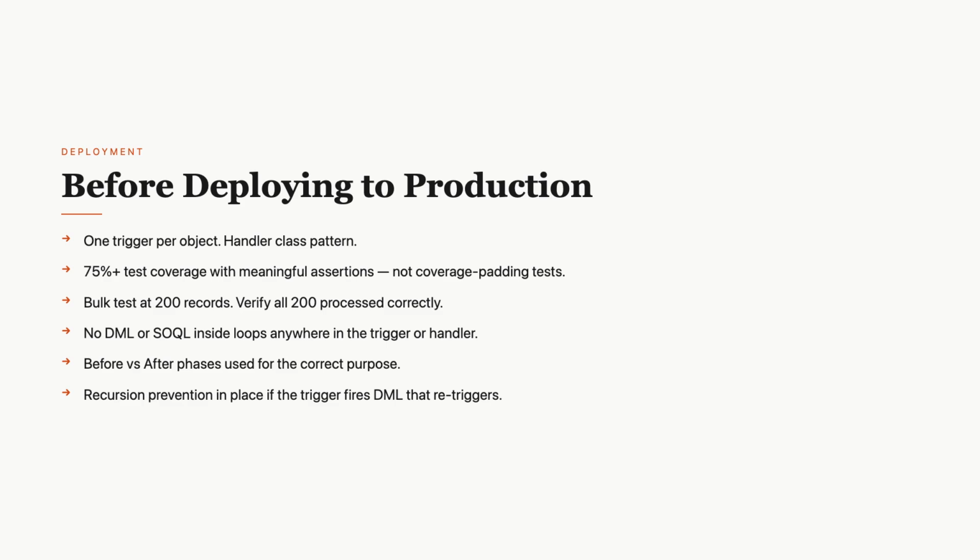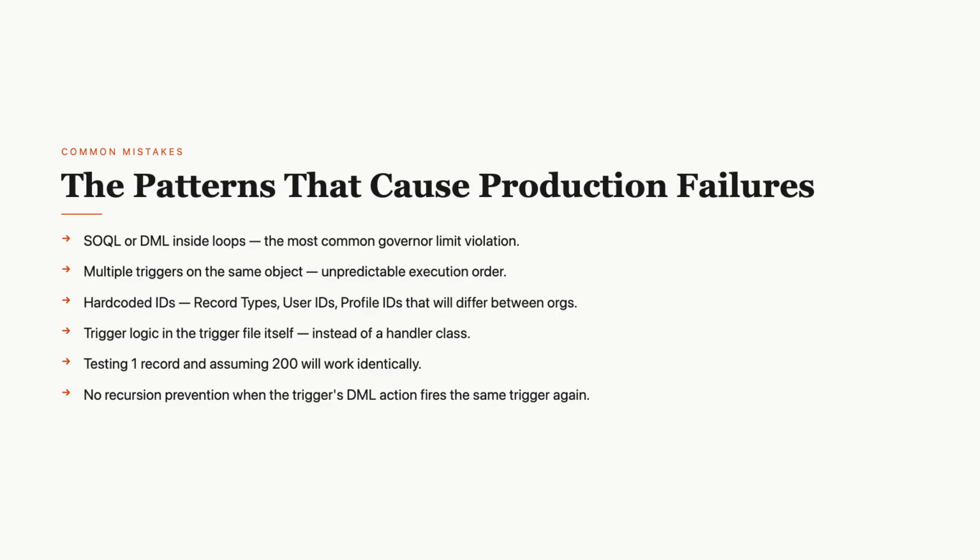Triggers cannot make synchronous HTTP callouts. If you need a callout in a trigger context, use a future method, a queueable, or an invocable method marked with allow callouts. The @future annotation. If you need to perform a callout from a trigger context, mark the method @future(callout=true). This runs the code asynchronously after the transaction completes. Limitation: future methods do not support sObject parameters. Pass IDs and query the records inside the future method.